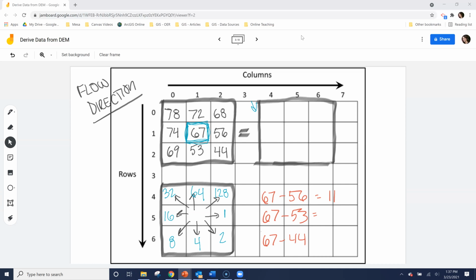I wrote these down, but I'm sharing my screen and I don't remember. Okay, 11 and 14, and 67 minus 44 is 23. So this 23 is our steepest downward descent. So we know that this cell, 67, that we're concerned about on this output over here, we are going to code as the direction of southeast, which if we look down here, direction of southeast is two. So our output cell on our output raster would be coded as two, giving us that direction for that cell.